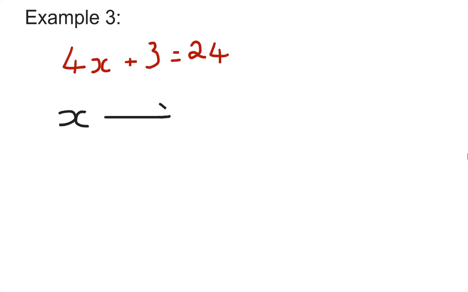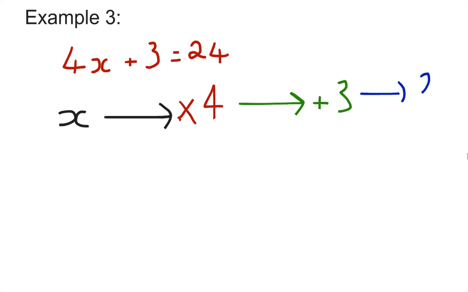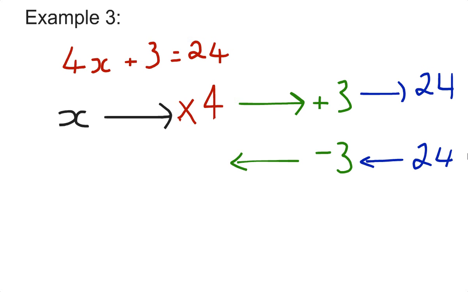First thing we're going to do is times by 4. And then we're going to add on 3, and that should give us the answer 24. So working backwards, if we start with the 24, and then do the opposite of adding 3, which is taking off 3, that gives us 21. And now we're going to do 21 divided by 4.